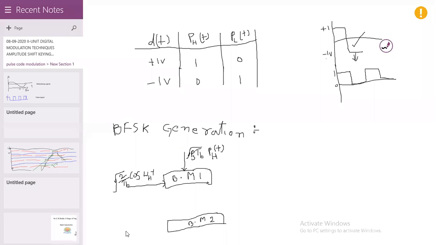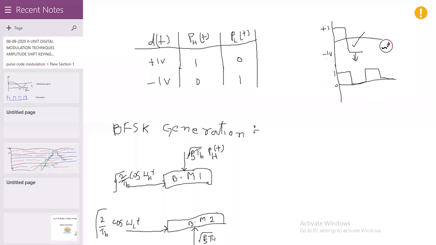Then for the second balanced modulator, the signal is root of 2 by TB cos omega_L t, and the second input for this one is root of PS.